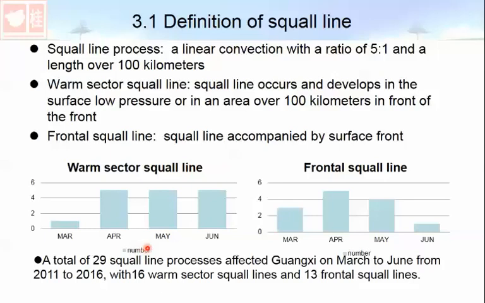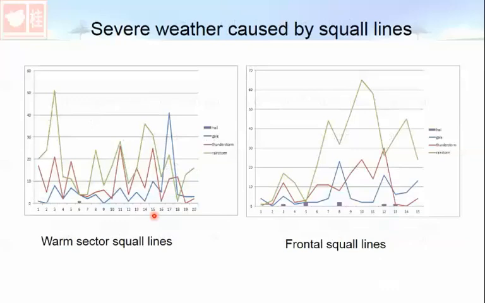From the above two figures, we can see that warm sector squall lines mainly occur between April to June, with an average of 6 squall lines every month in the 6-year period, while the squall line processes related to cold air mostly occurred in April, with a total of 5 processes, and 4 processes in May.